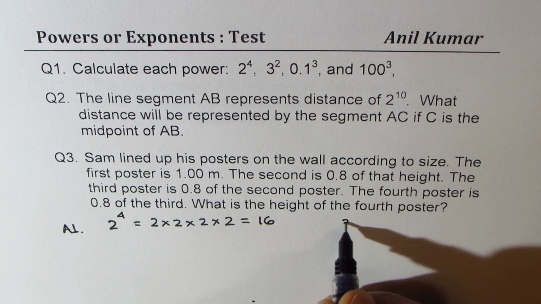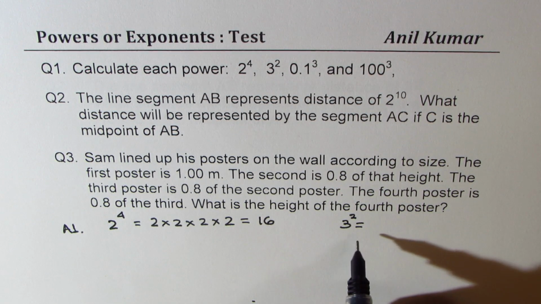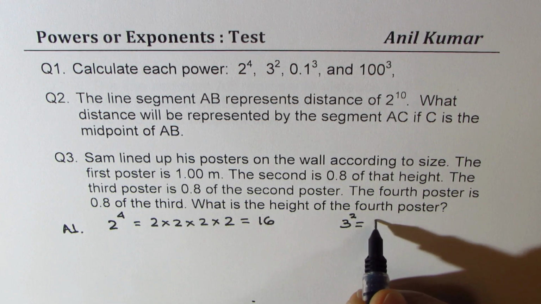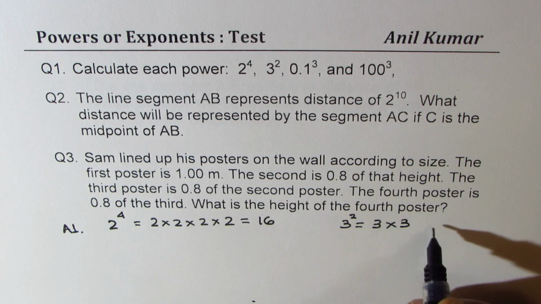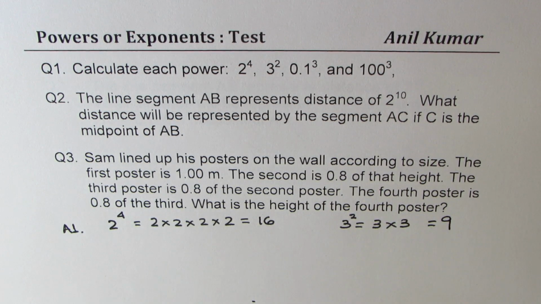Then we have 3 square. So 3 square means what? It is not 6. It is 3 times 3, which is equal to 9, okay?